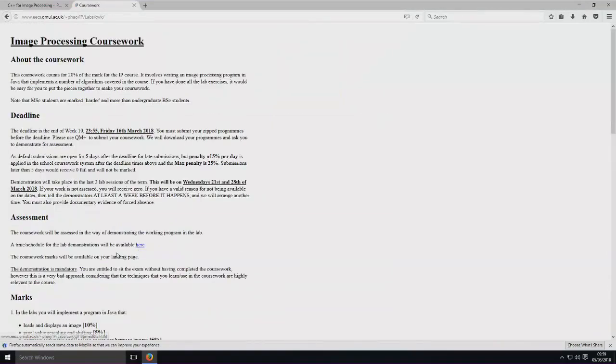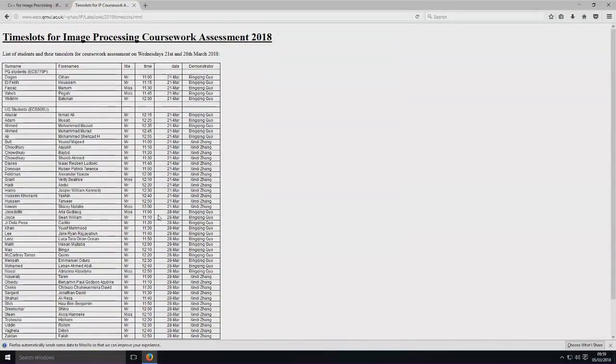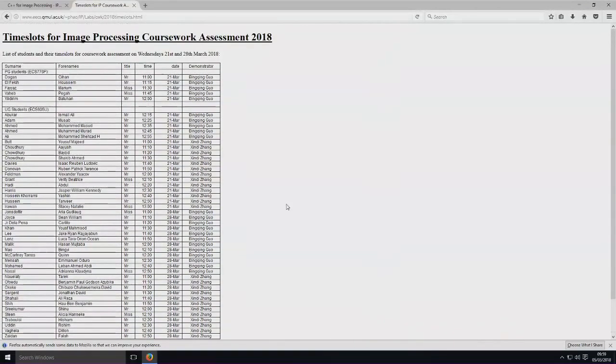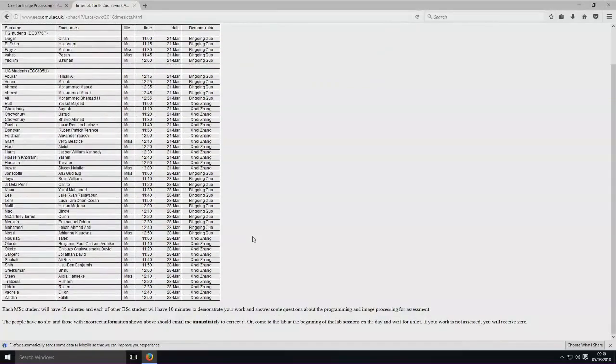I have put all the time slots for the lab demonstration here. If you can't find your name in the timetable, please send me an email. If your coursework is not assessed, we can only give you zero. And for late submission, the penalty is 5% per day, with a maximum of 25%.